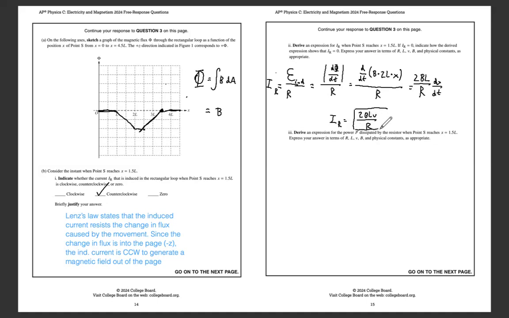Derive an expression for the power dissipated. Power dissipated, not too bad. It's just I squared times R. So that's going to be what? 4B squared L squared V squared over R then, right? All right, let me make sure I did my math right. Yeah, that looks good. Sorry, not IR, that's going to be power. There we go. I squared times R then.